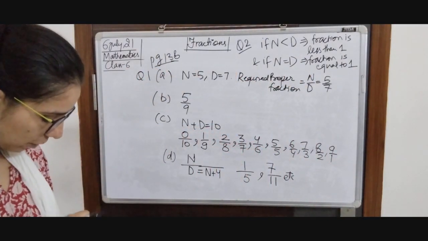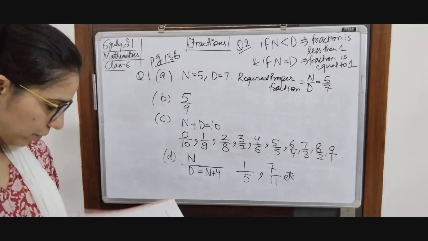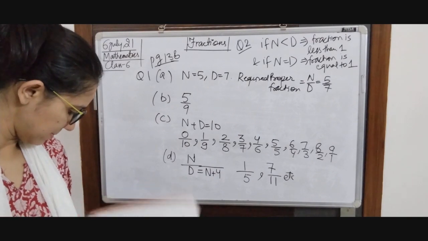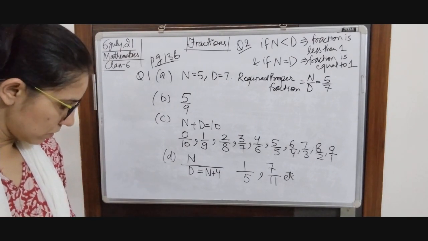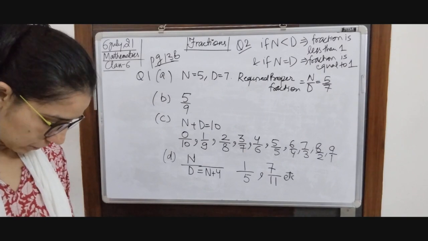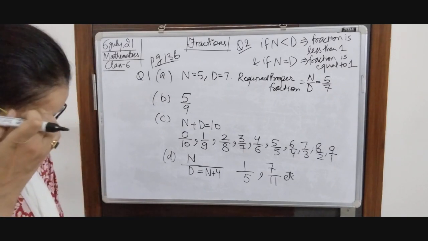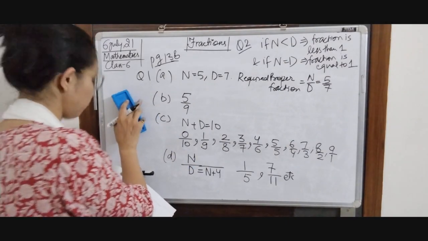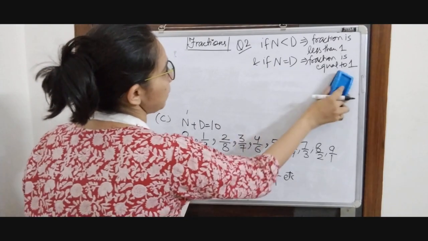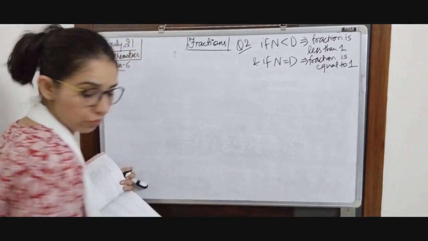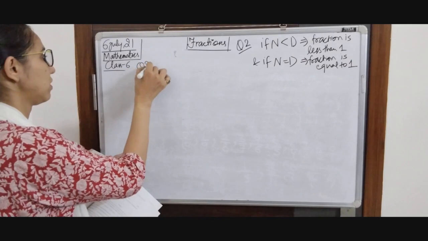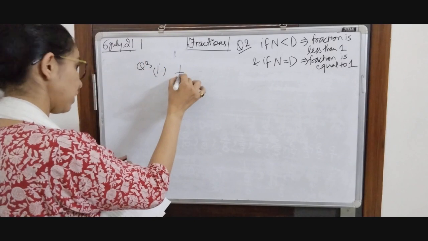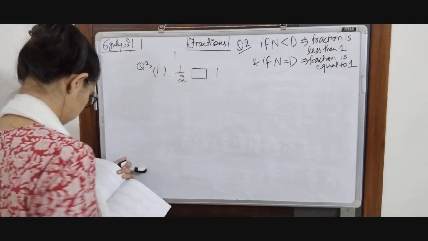Next we have question number 3. In question number 3 we have to use the signs greater than, less than and equal to. So we are going to do question 3 now. First one, 1 by 2 dash 1.